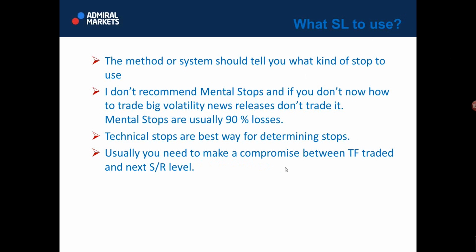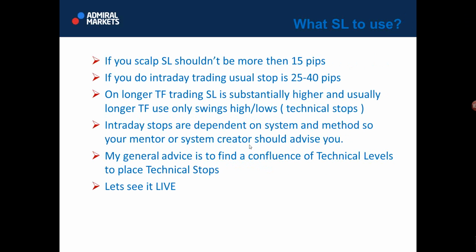Usually you need to make a compromise between time frame trading and the next support or resistance level. So if you scalp, your stop loss shouldn't be more than 15 pips, but also it shouldn't be less than 15 pips. That's a general rule. If you do intraday trading, the usual stop loss is between 25 and 40 pips.